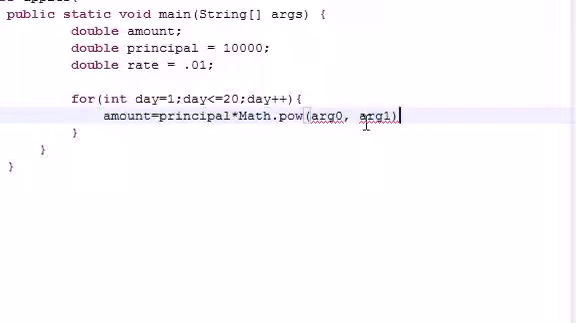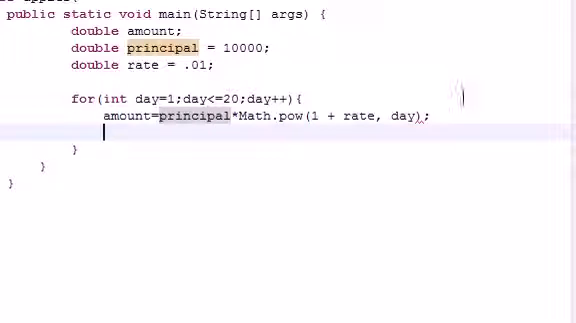Let's add those arguments right here. The first thing, what's in the parentheses, is 1 plus rate. And what do you want to give the exponent? Year, or let's see what it was, day actually. So now we have amount equals principal, which is 10,000, times 1 plus 0.01 to the day, and that day is going to loop. Now all we have to do is print this out on the screen.